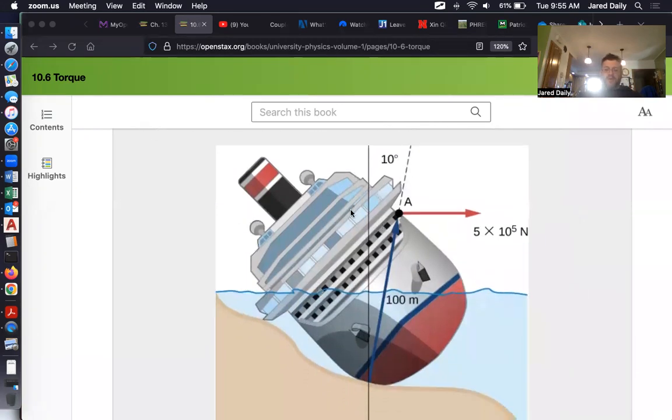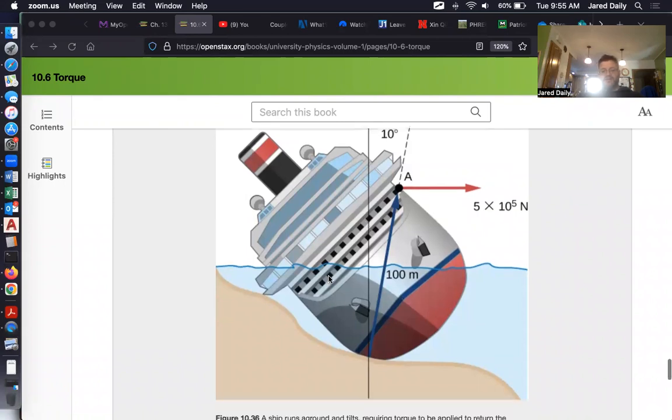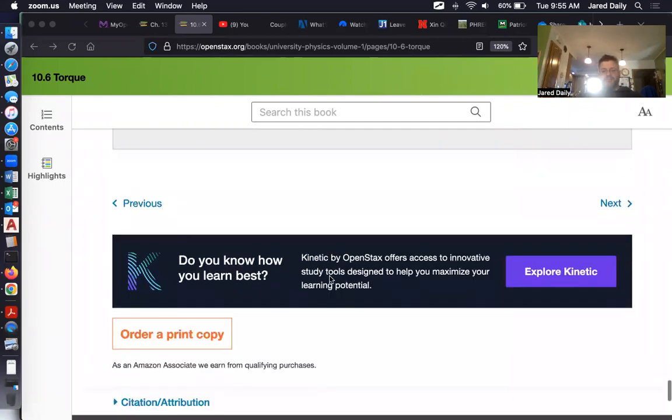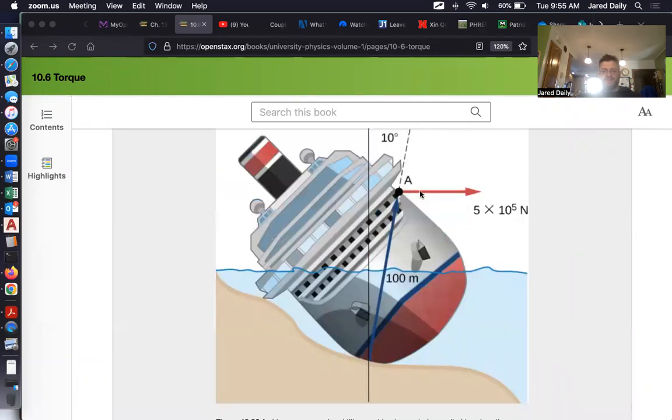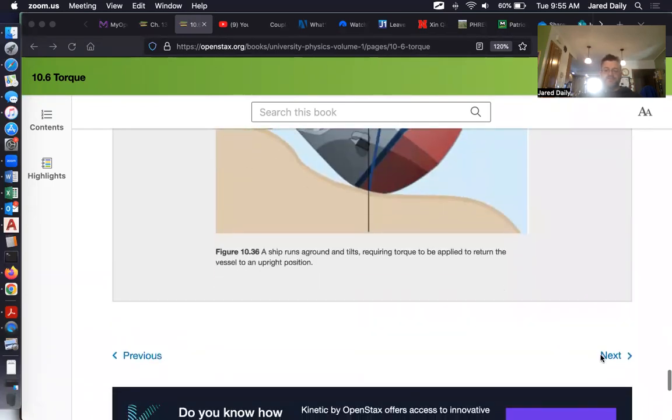Here's another problem where they're going to apply this force here, and they're going to rotate this thing, right? They're going to measure the distance probably from this point down here all the way up to there, 100 meters distance with the angle and all that. Another similar problem.